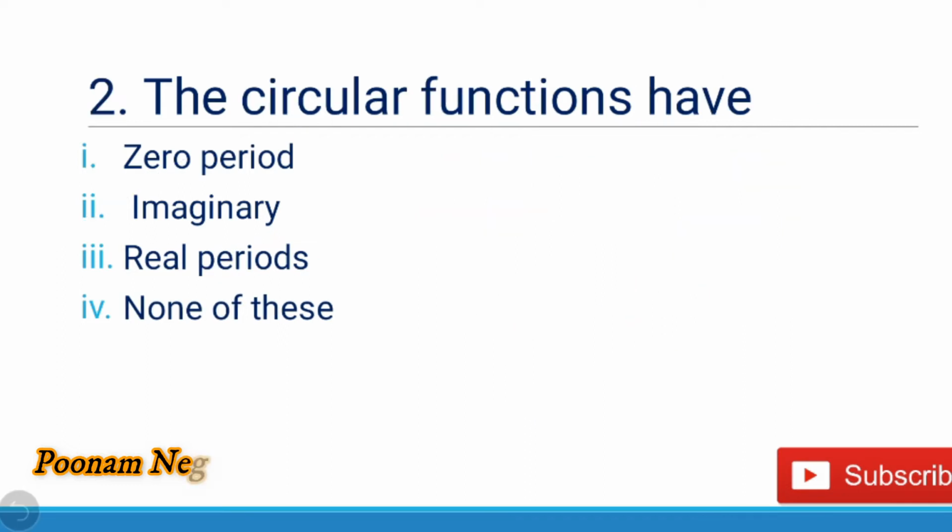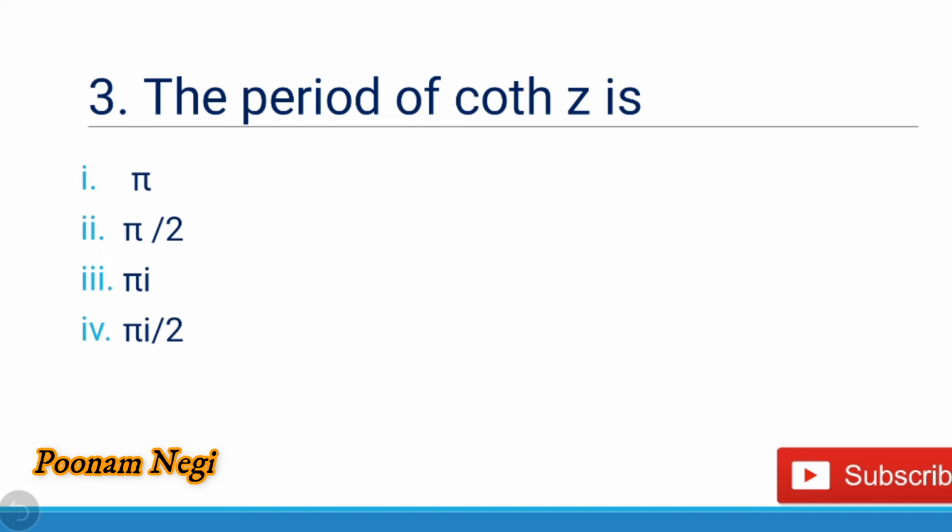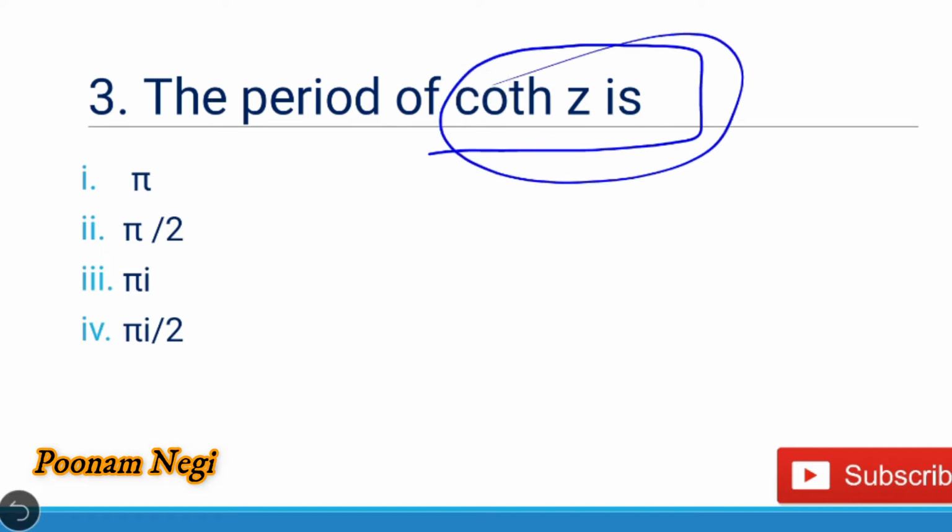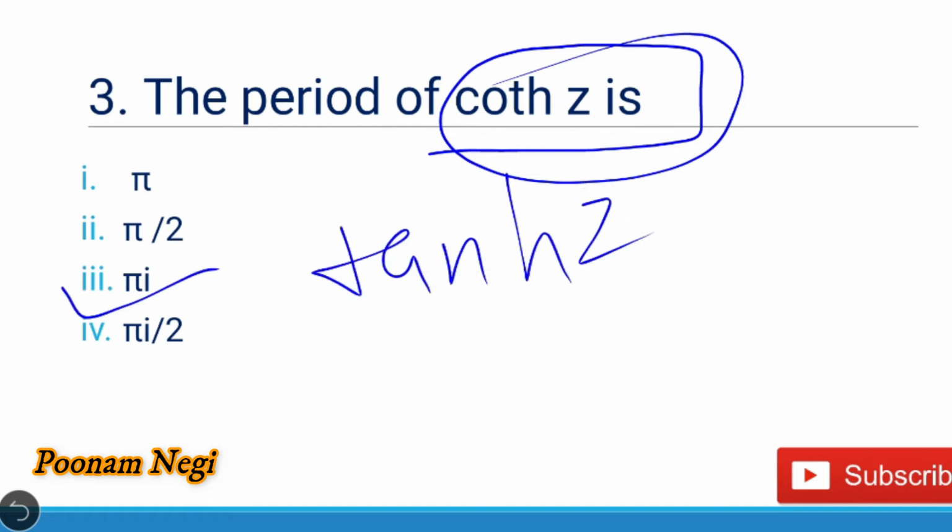Next, the circular function. In the case of the circular function, the period will be real. So the correct answer is option number 3. Next question is the period of cot hyperbolic z. As we know, this is a hyperbolic function, and hyperbolic functions always have imaginary periods, and the period of cot hyperbolic z and tan hyperbolic z is always equal to pi iota. So the correct answer is option number 3.